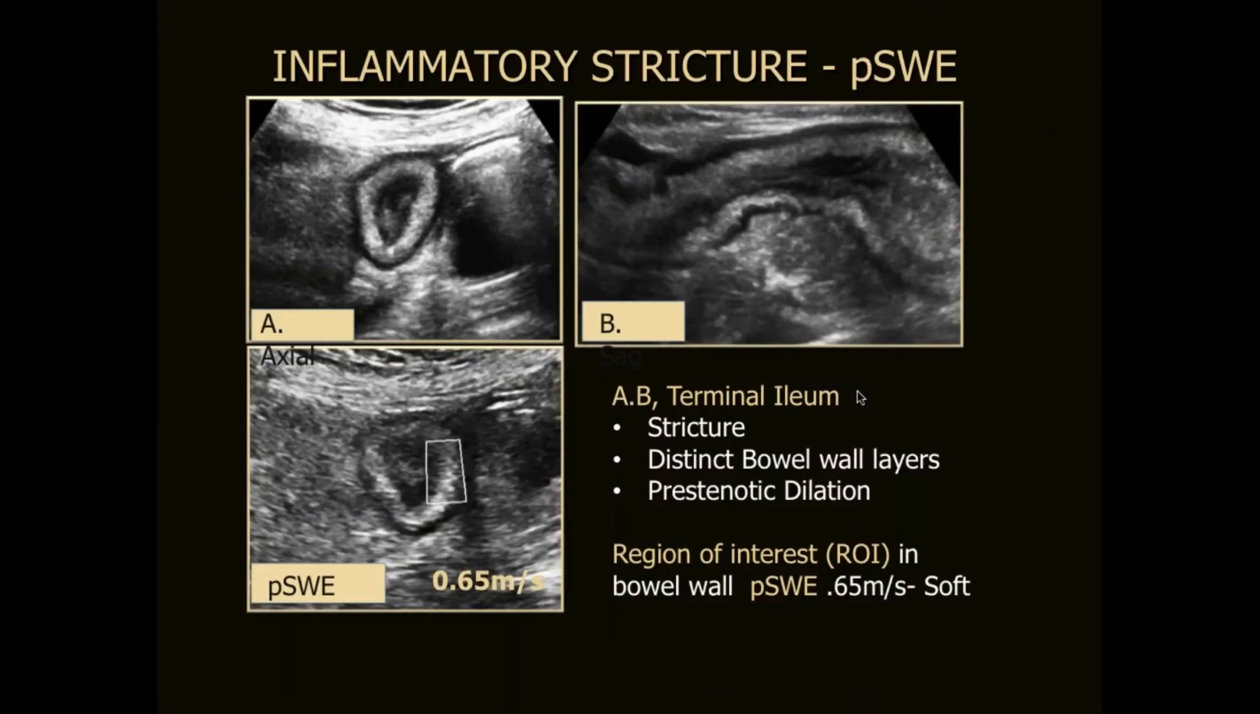Now let's look at another patient who presents with a stricture. Here's the pre-stenotic dilatation on the long axis view. And in this case, you can see that although the luminal surfaces are in apposition, the wall layers are beautifully maintained. And when we look at this patient with our shear wave elastography, we have a very low value of only 0.6 meters per second. So everything less than about 1 we found to be very suggestive of soft bowel.